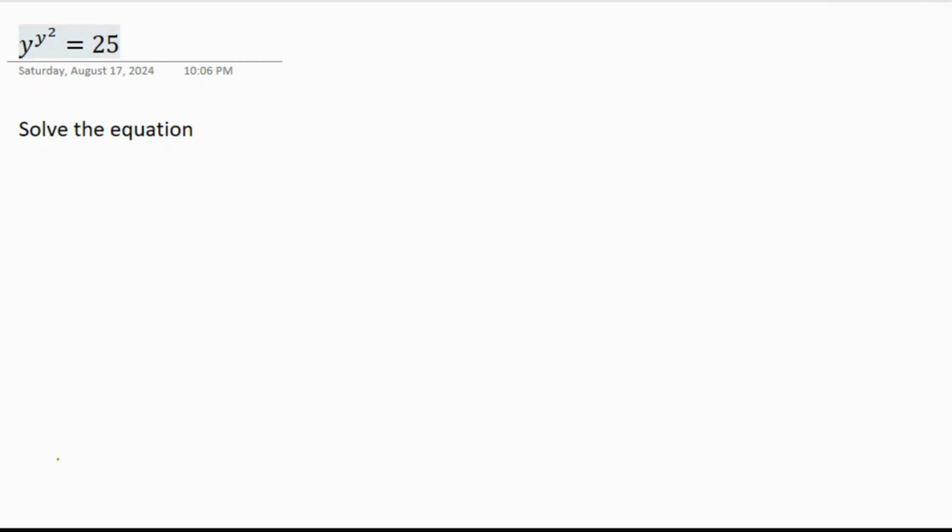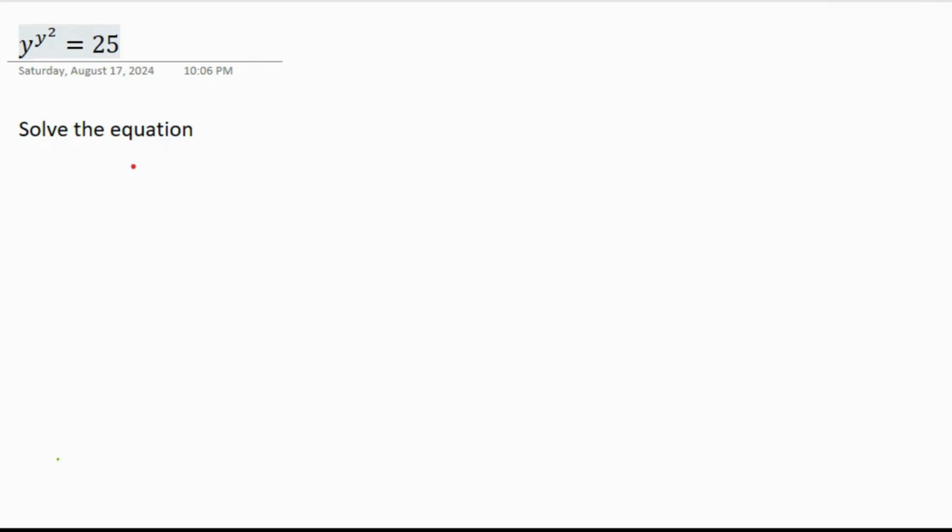In today's video, we are going to solve an Olympiad question. So let's go in and see how we are going to solve it. If you see the equation, this is y to the power y squared equals 25, and we need to solve the equation. Whenever you get a solve-the-equation question, remember we have talked about this earlier, you have to find the value of the variable. So that's how we are going to continue.